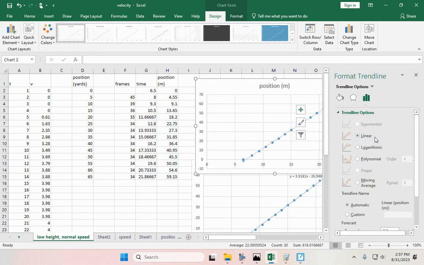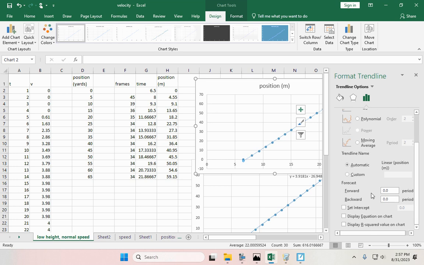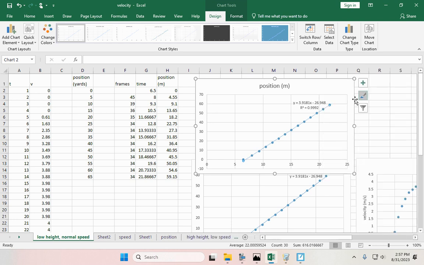I'm going to go to linear. I want to display the equation. Let's display the r-squared value too. That just tells you how good of a fit it is. And I can just take that away. What this does is it gives you the slope of that line. And that's what I want to walk away with: the slope of this line is 3.9, and that's going to be in meters per second.